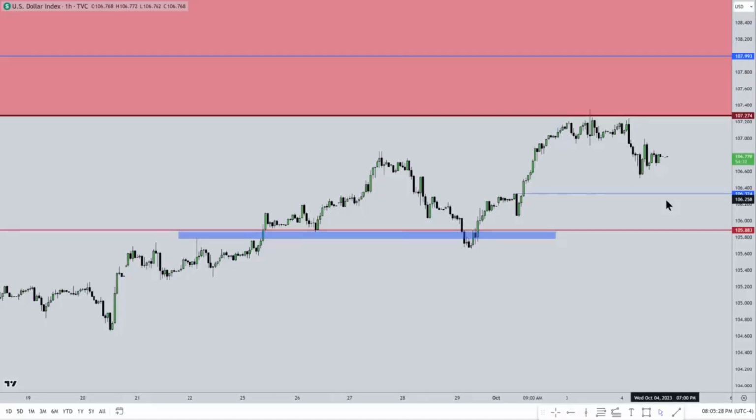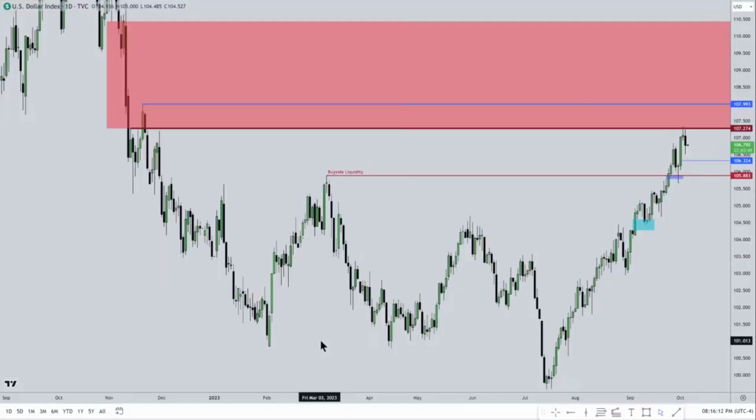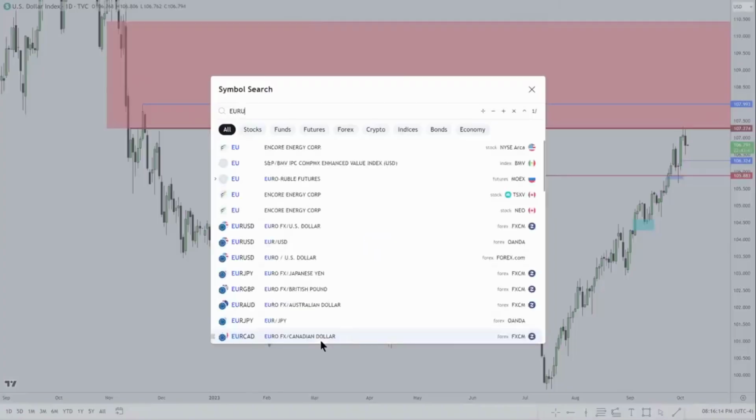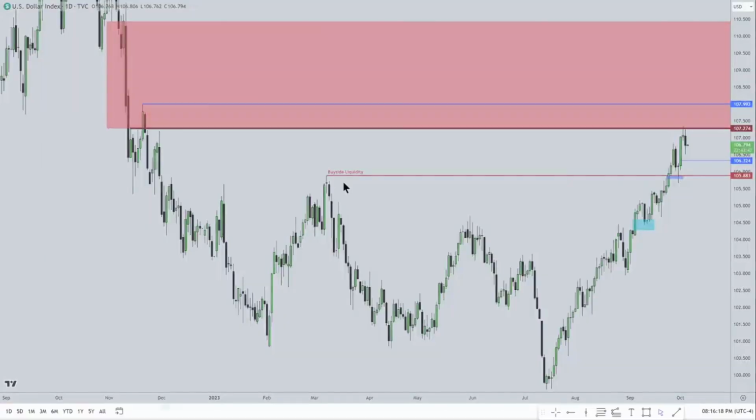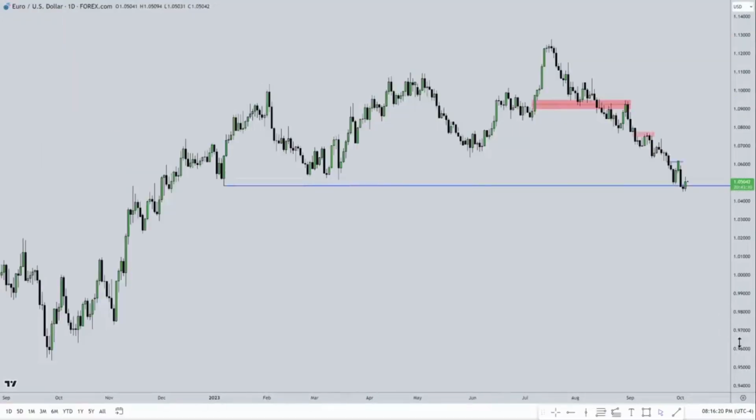Okay. But it's non-farm payroll. Okay. So anyway, let's go over to the euro dollar. All right. So here's euro on a daily chart.